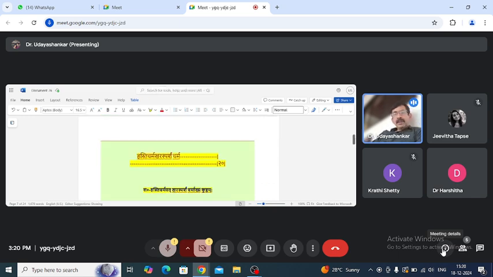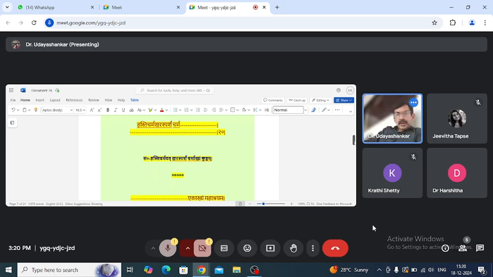Hasti charma karasparsham charmakhyam. Charma kushta is hasti charma. Just like elephant skin, it is karasparsham, rough to touch, kara. Hasti charmot karasparsham charmakhyam kushtam, charma kushta.